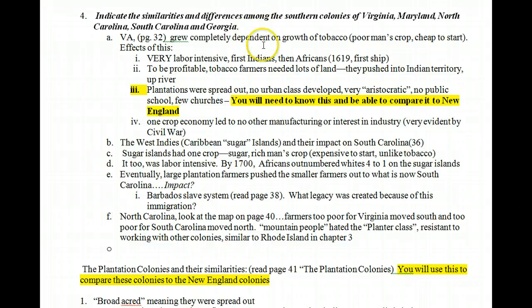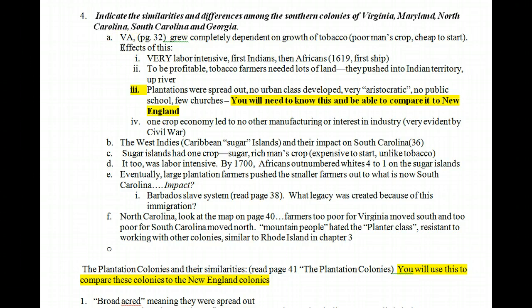Virginia grew completely dependent upon the growth of tobacco. This was a poor man's crop. You could start it pretty easily. And I've read books where they talk about it was growing out on the front patio and the front yard. You just grew it anywhere you could.